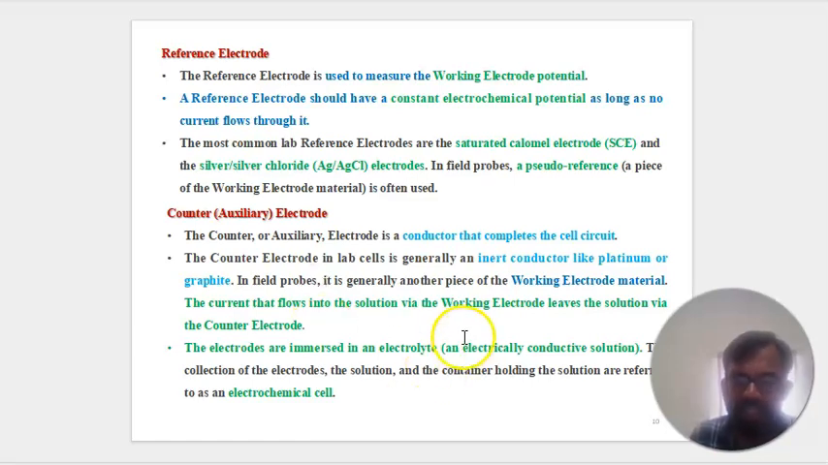If in the field they use another piece of the working electrode material, the current that flows into the solution via the working electrode leaves the solution via the counter electrode. So the electrodes are immersed in an electrolyte, an electrically conductive solution. This collection of the electrodes and solution, and the container holding the solution, is referred to as the electrochemical cell.